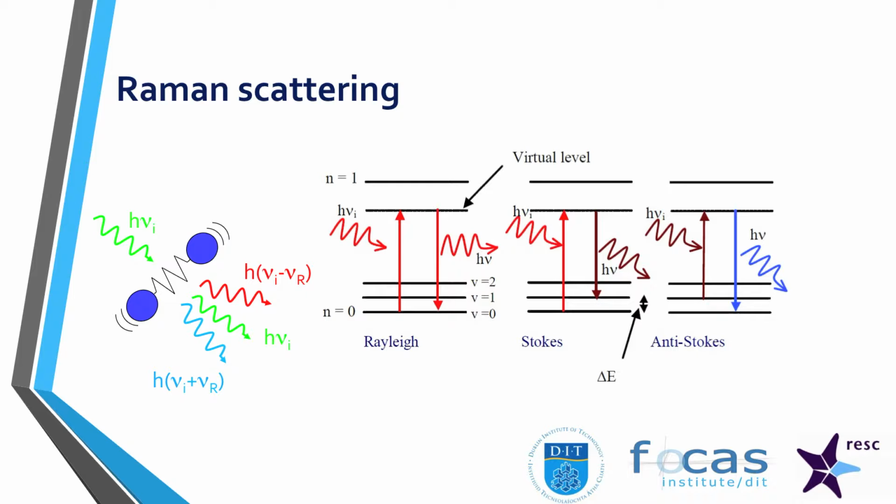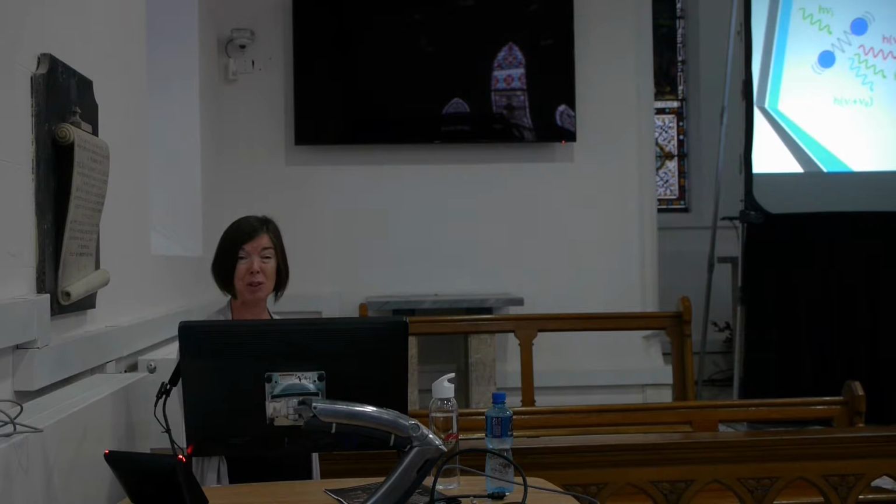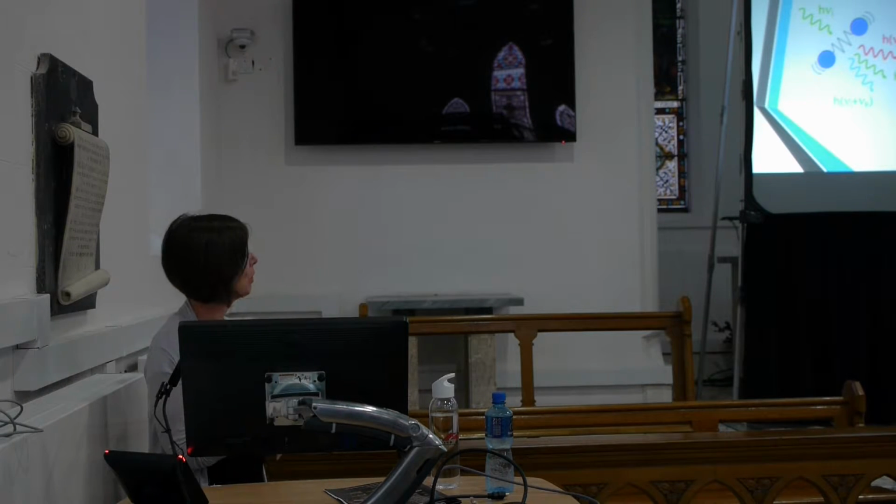We can also have a situation where the molecule starts off in a higher energy state and then it falls back down to the ground state with the emission of a photon. And here the photon will have higher energy, so a bit more energy. Now mostly molecules at room temperature are already in the ground state, so mostly what we measure in Raman spectroscopy is Stokes Raman scatter.